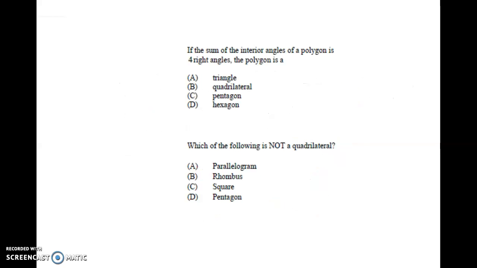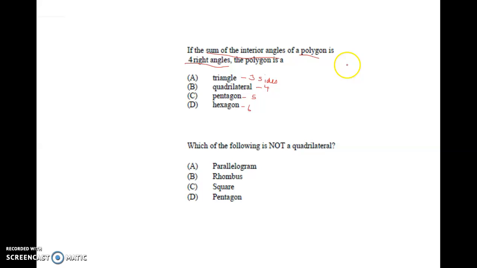Now, these are some word questions that deal with angles, right? So the first one says, if the sum of the interior angles of a polygon, interior angles is the angles inside, right? Is four right angles. What is the name of that polygon? So first of all, we need to know that a triangle is 3 sides, quadrilateral is 4 sides, a pentagon is 5 sides, and a hexagon is 6 sides, right? Cool.